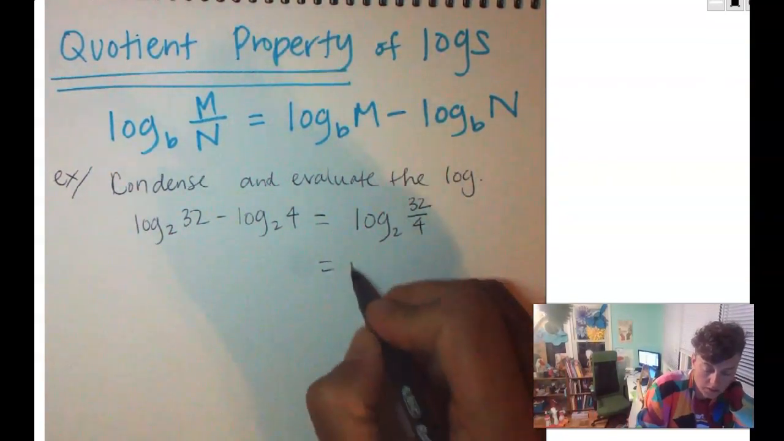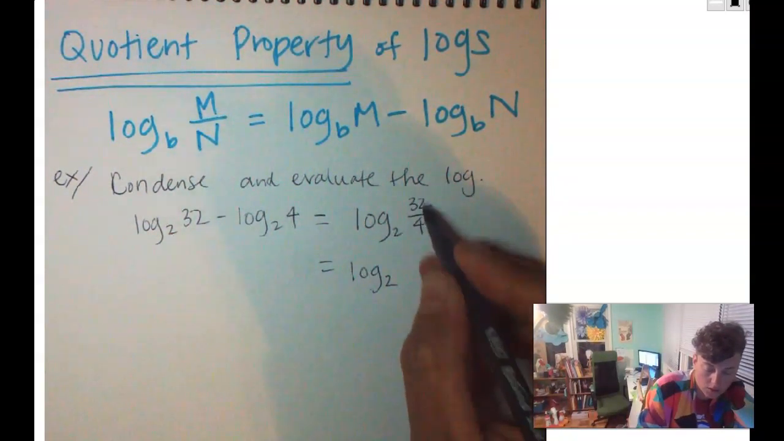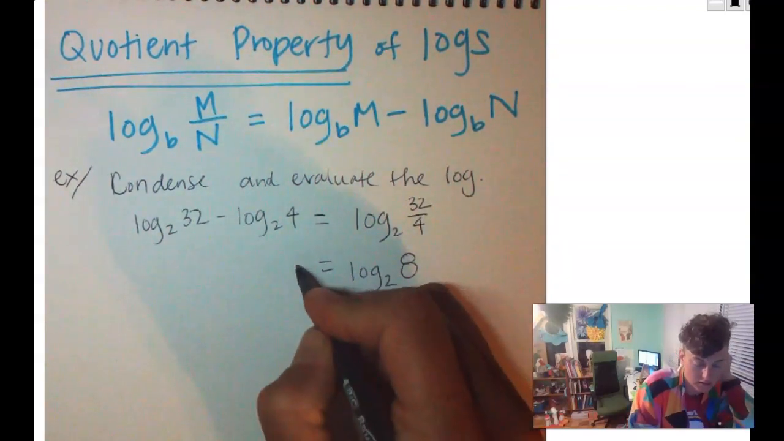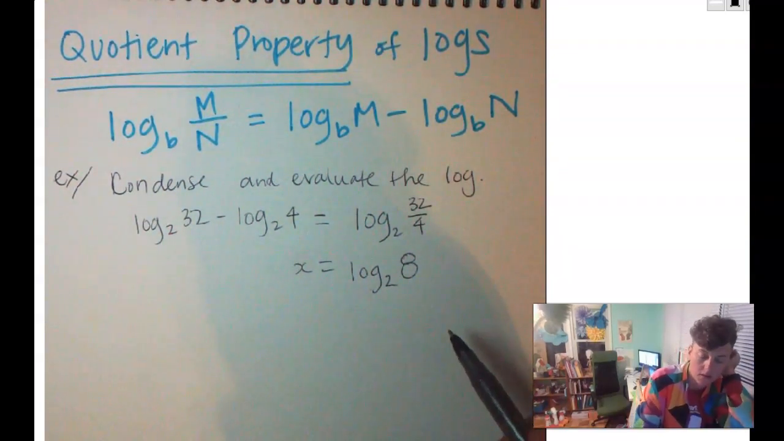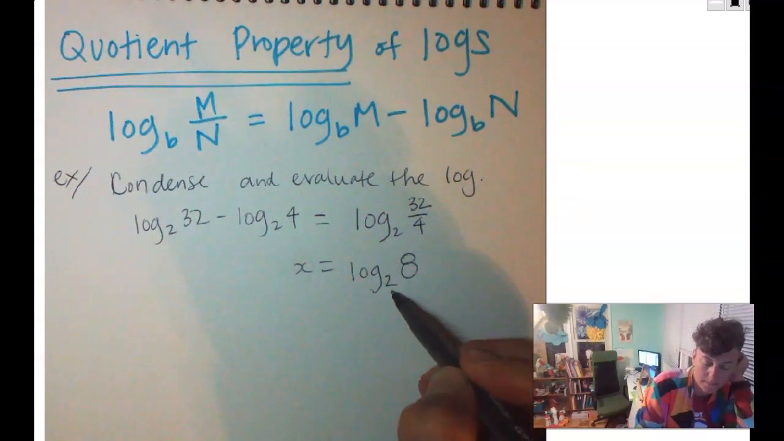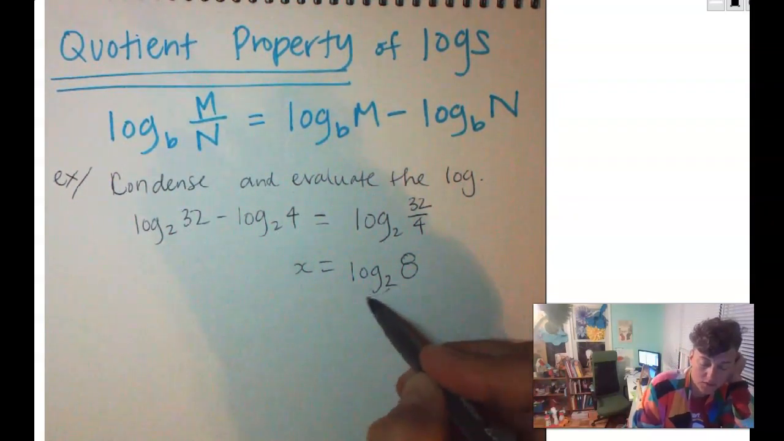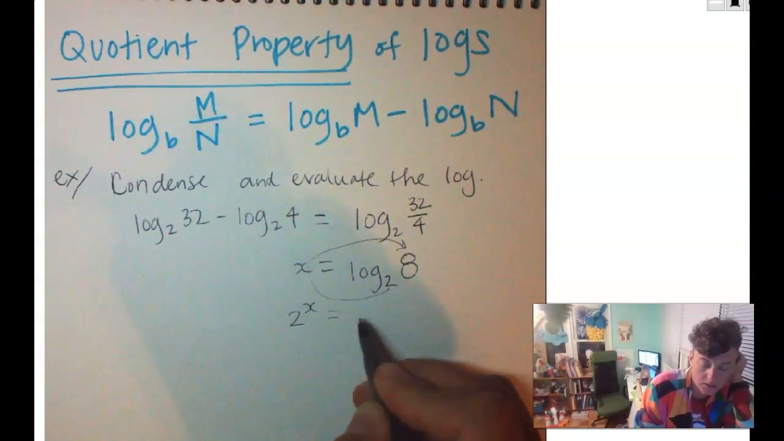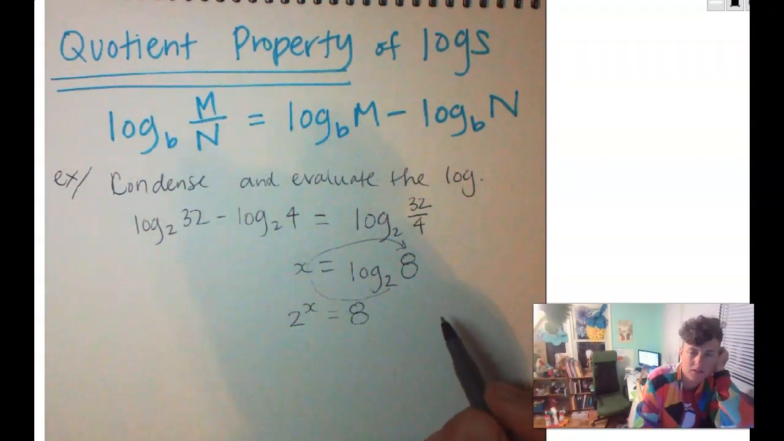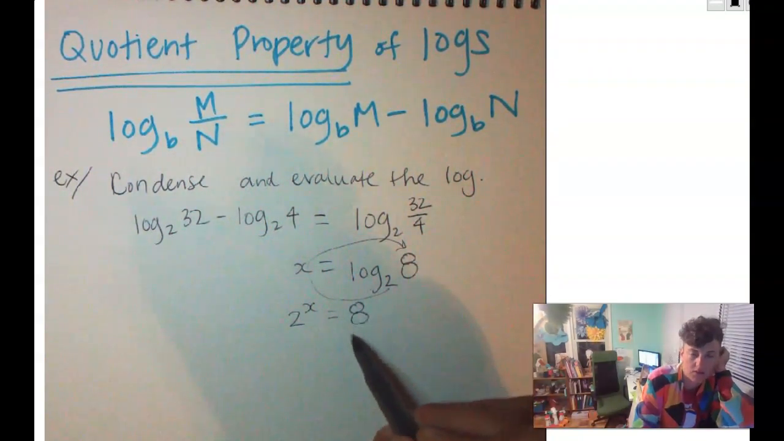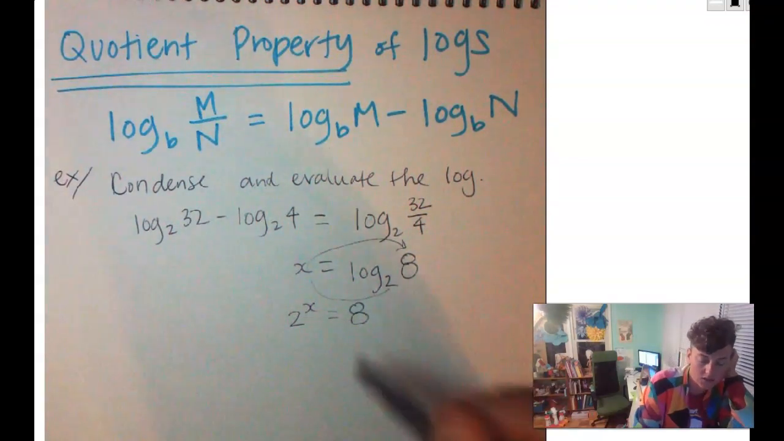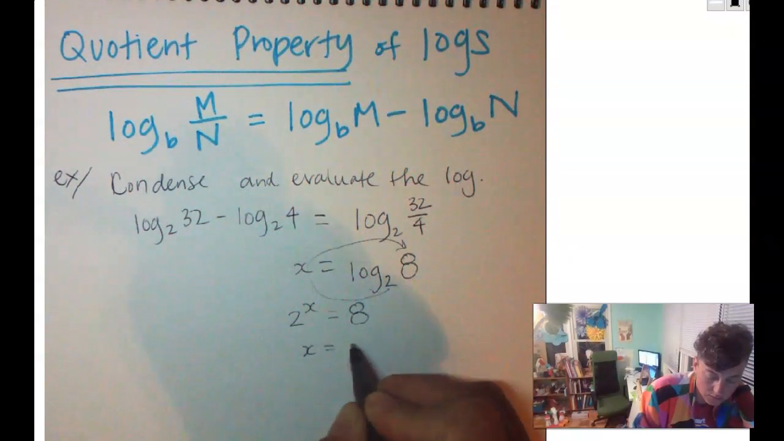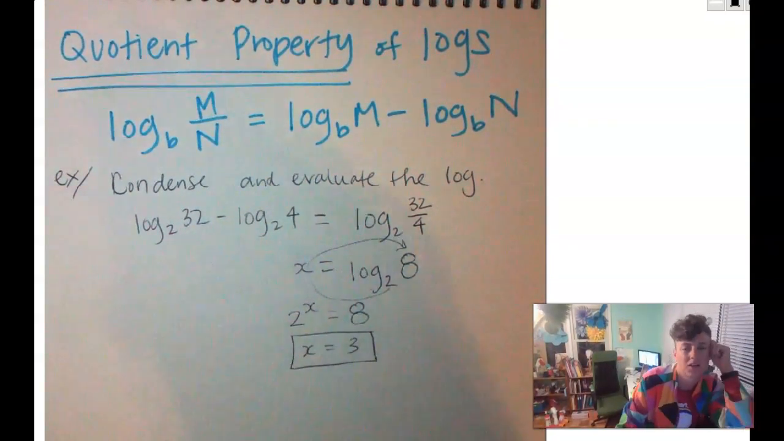We know that 32 divided by 4 is 8. And now let's see if we can evaluate this log. That equals something. So if we go backwards to exponential form, this will be 2 to the x equals 8. 2 to what power equals 8? And we know that's my favorite number, so we definitely know what power of 2 that is. That's 2 to the third. 2 to the third equals 8. So x equals 3. Boom, shakalaka.